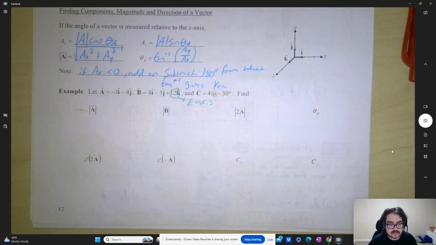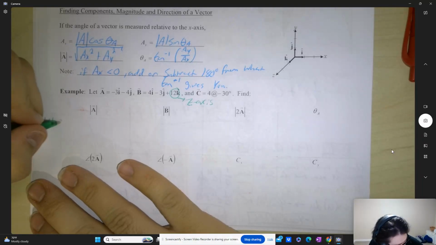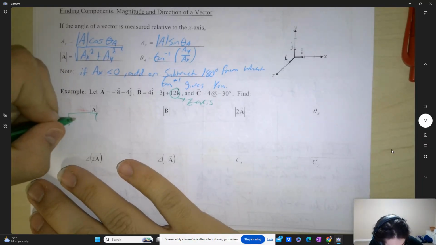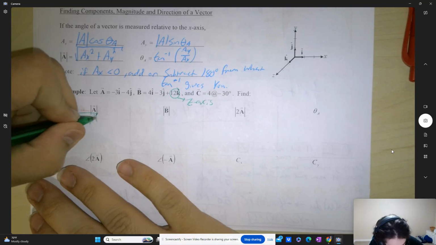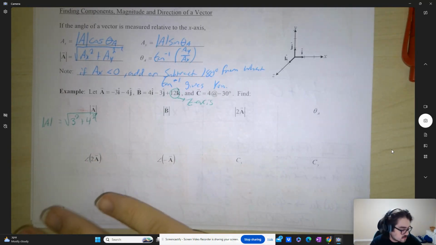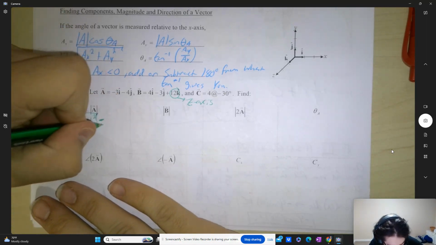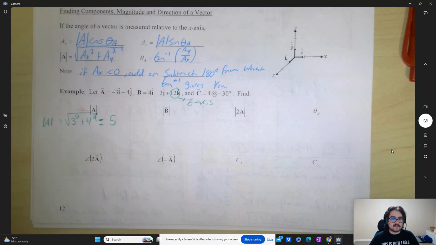And then we have polar notation. So let's figure out the magnitude of A. The magnitude of A is just going to be the root of 3 squared plus 4 squared. It would technically be negative, but the squares cancel out the negative, so it doesn't matter. That ends up giving us 5. You don't even need to do math for that if you know the Pythagorean triple.